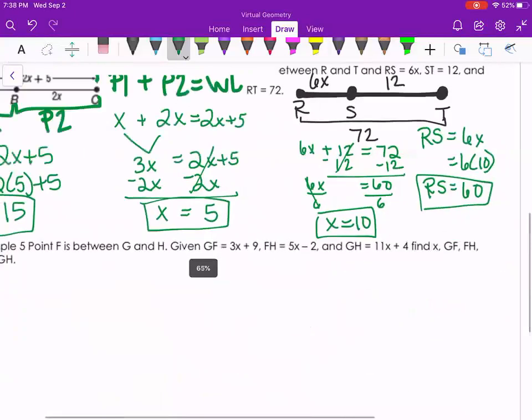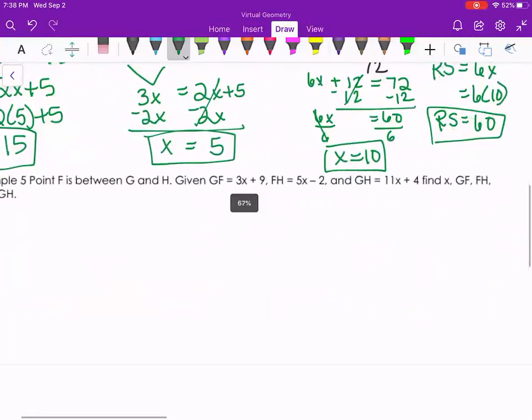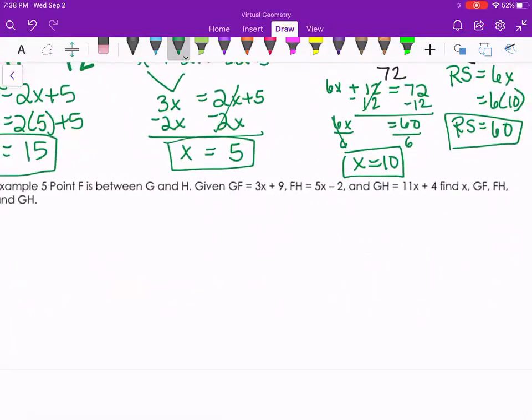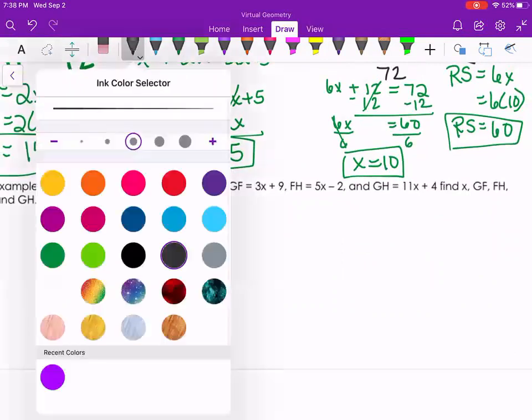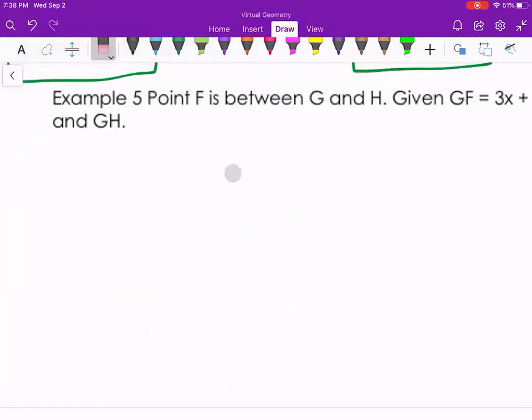And let's check out example 5 here down at the bottom. All right, so example 5 says point F is between G and H. So let's make that segment real quick. Well, that's not very pretty. Let's zoom in here, make this a little bit easier on myself. All right, point F is somewhere between G and H. All right, let's fill in everything else we know.